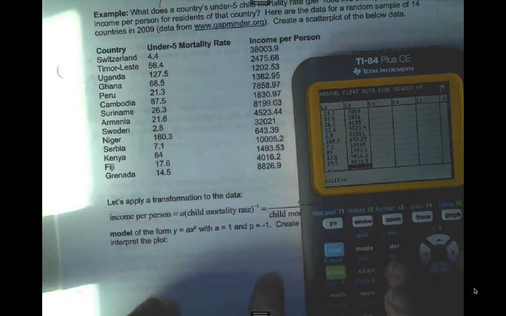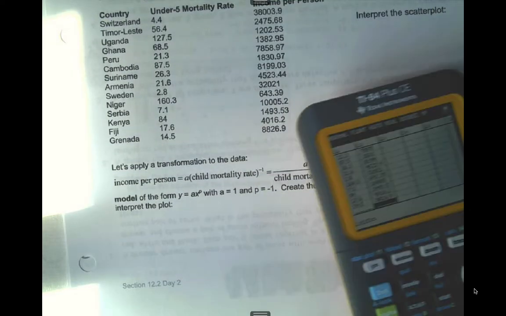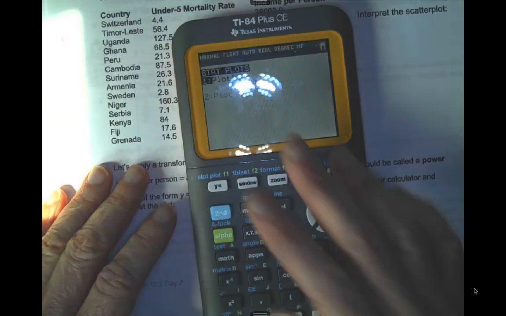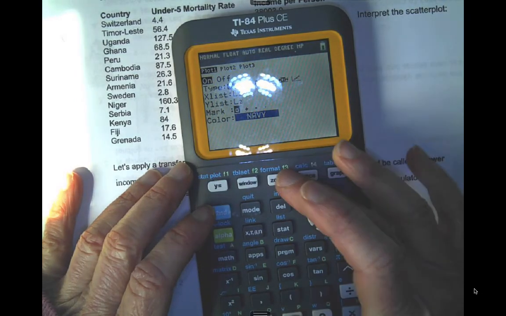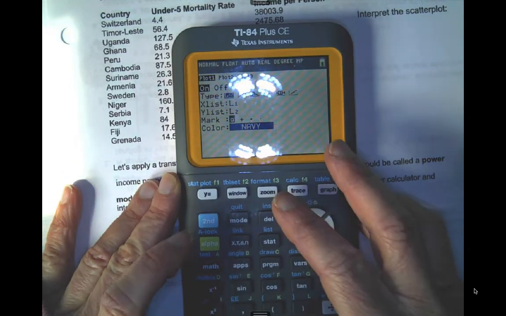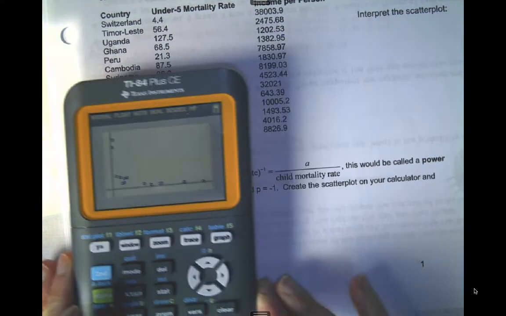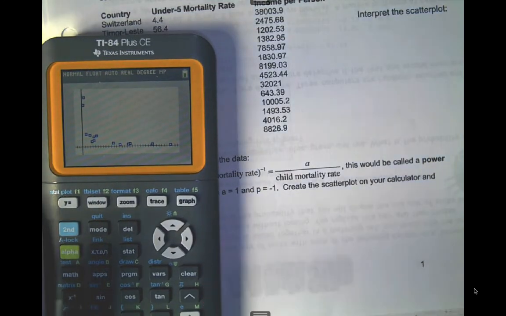All right. Okay. So it says right now to interpret the scatter plot, so I'll probably figure out right now if I typed in anything wrong. There's my L1 and L2. I'm going to hit my zoom 9. And there's my scatter plot. That's how it's supposed to look.